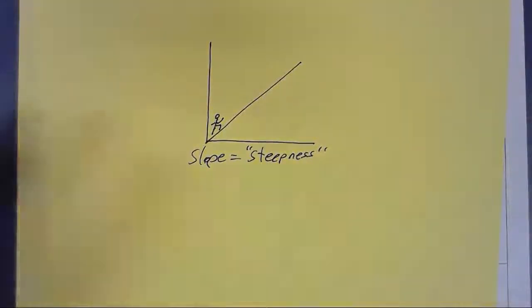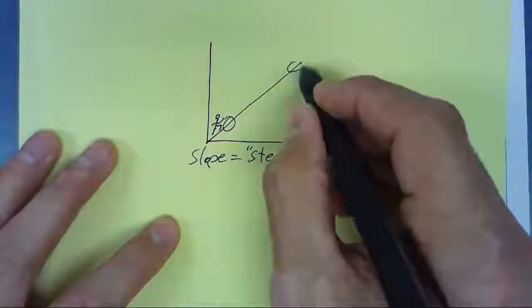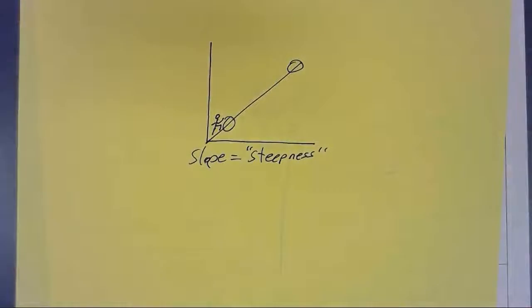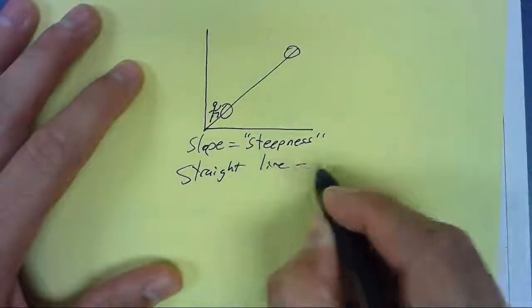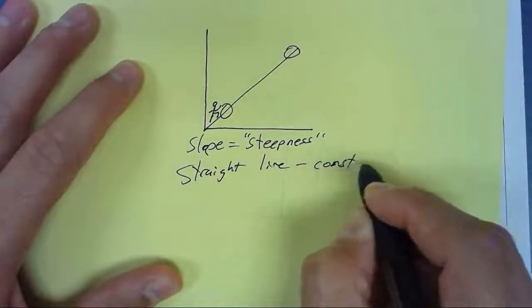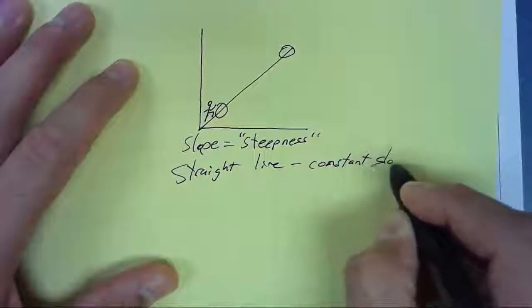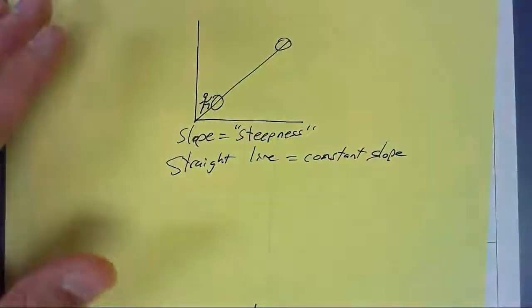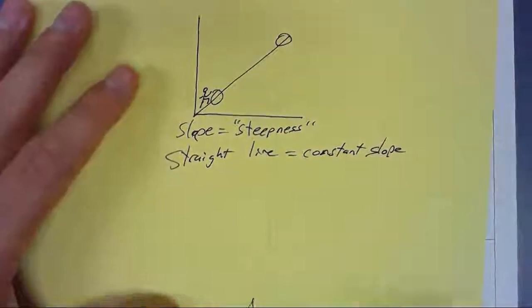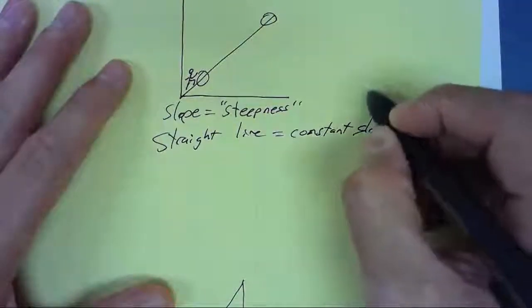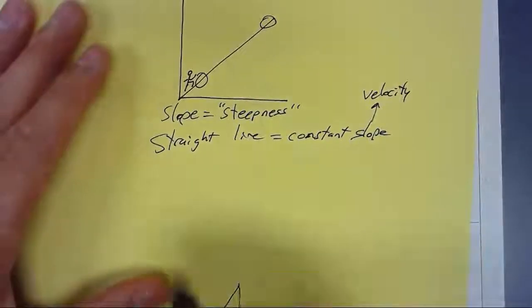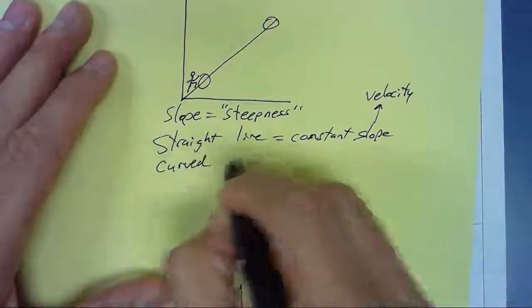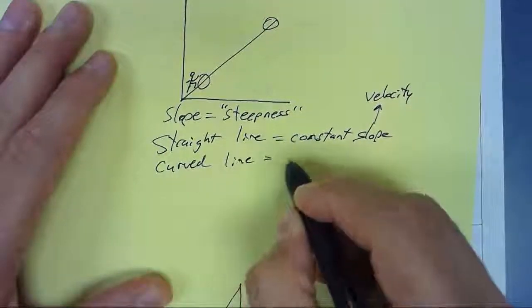And if you were to calculate the slope of the line here versus here, you would get the same number, because this is a straight line. So you need to know that any straight line is a constant slope. Straight lines have a constant slope. And if the slope is constant, so is the velocity, on a position versus time graph at least. And a curved line is a changing slope.